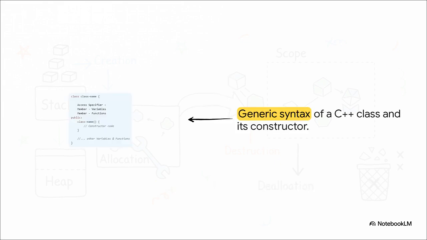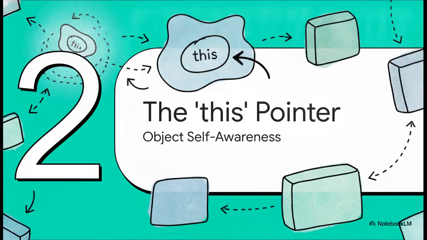And this brilliantly illustrates the generic blueprint you should really just lock into your head. You've got your class name, your access specifiers, and then nestled safely right there in the public section is the constructor code. It just sits right alongside your other variables and functions, waiting to be called the very second an object is instantiated.